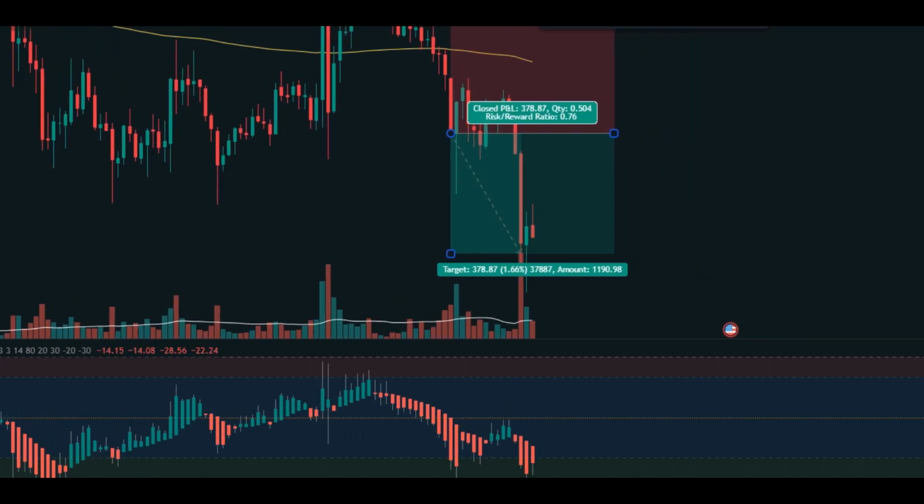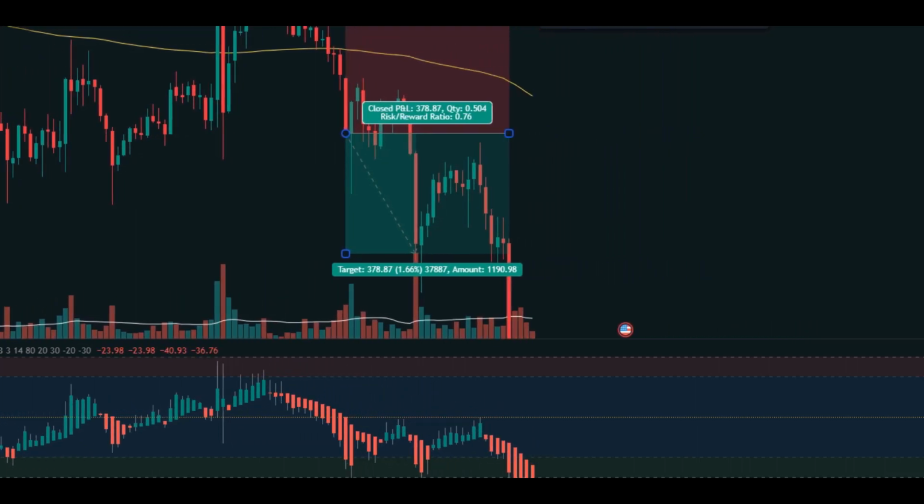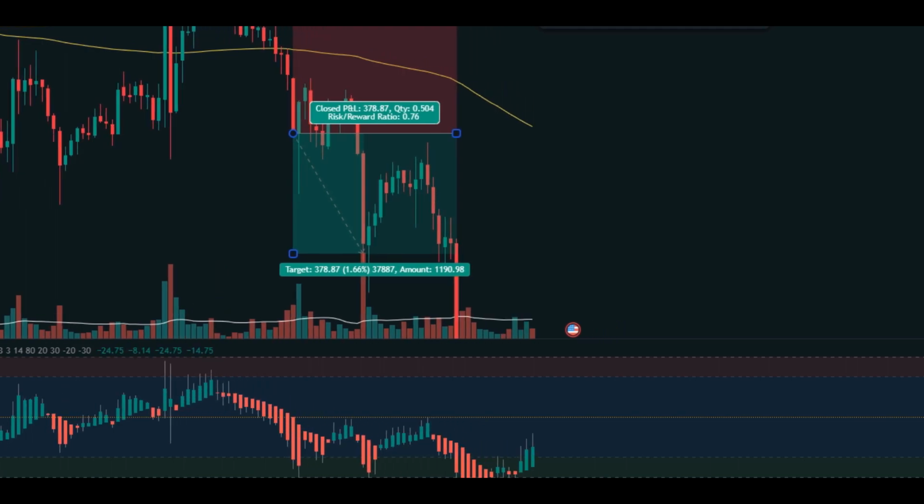As you can see, the Heiken Ashi RSI oscillator can be used in many different ways to enter into profitable positions.